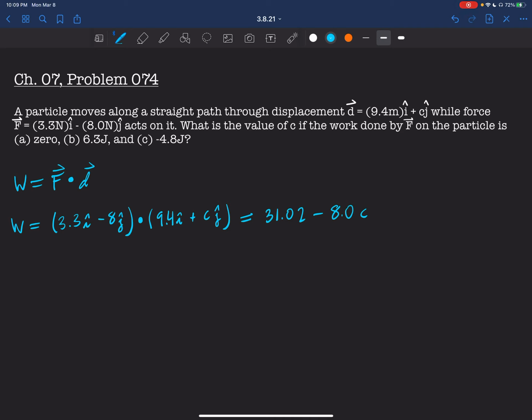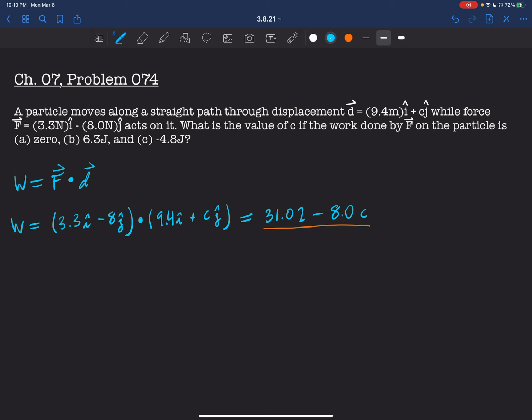So now that we have our expression for the work, we can start to answer what the question is asking. So if the work done by the force is 0, what is C? Well, we know what the work is because it's right here. And if the work is 0, then we can just set that equation equal to 0 and solve for C. So I'll do that right now.